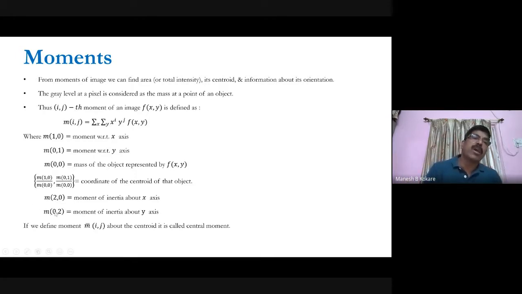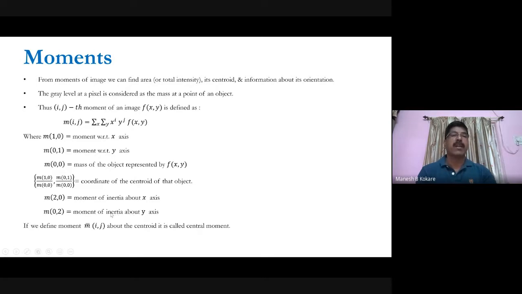Similarly, if you keep i equal to 0 and j equal to 2, in that case the x component will become 1 and the y component will be squared, that is y raised to 2 into f of x comma y, and then you sum all those things. That will give you the moment of inertia about the y-axis. So how many features did you get from these moments? First, m10, m01, m00. Then the third and fourth features, that is, the coordinates of the centroid, the moment of inertia about the x-axis, and the moment of inertia about the y-axis.